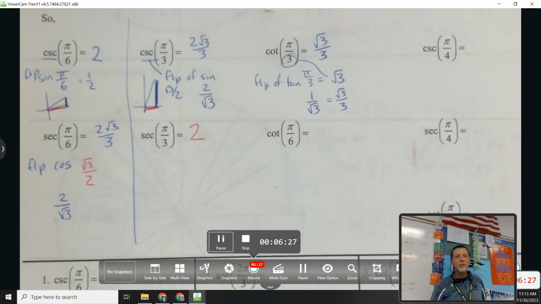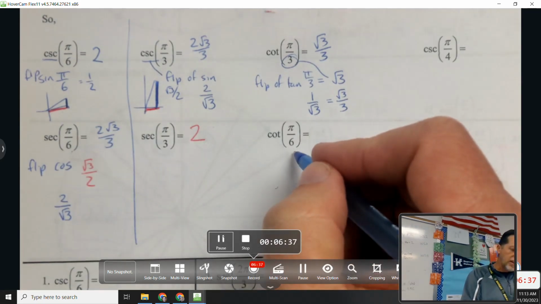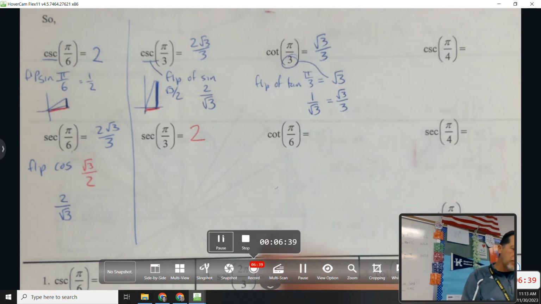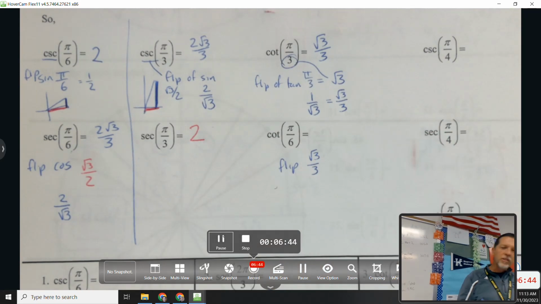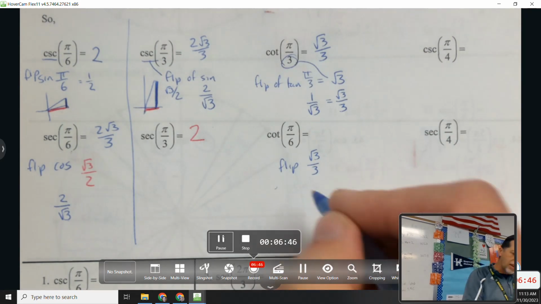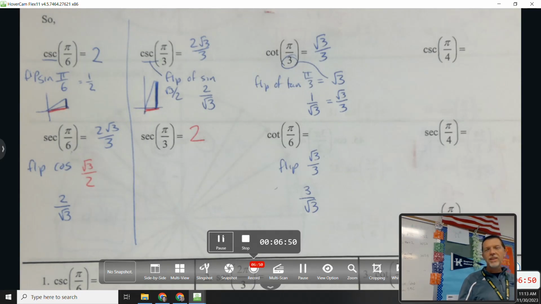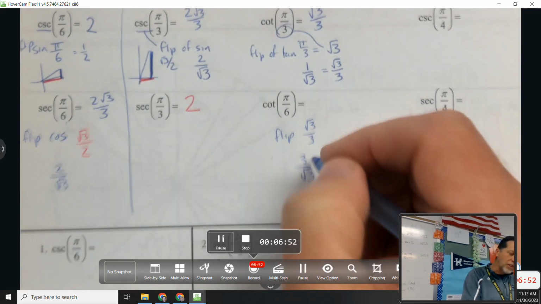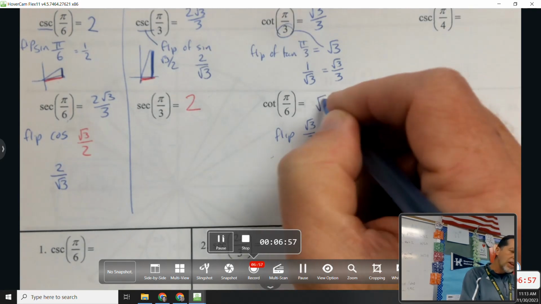And I wouldn't memorize any of the secant, cosecant, cotangent. You memorize sine, cosine, and tangent, and then you just flip it when you need to. Cotangent pi over 6. So that's the flip of tangent of pi over 6. So I need to flip root 3 over 3, which would be 3 over root 3. This one, you start showing all your steps, and it looks crazy. And all of that eventually becomes the square root of 3.